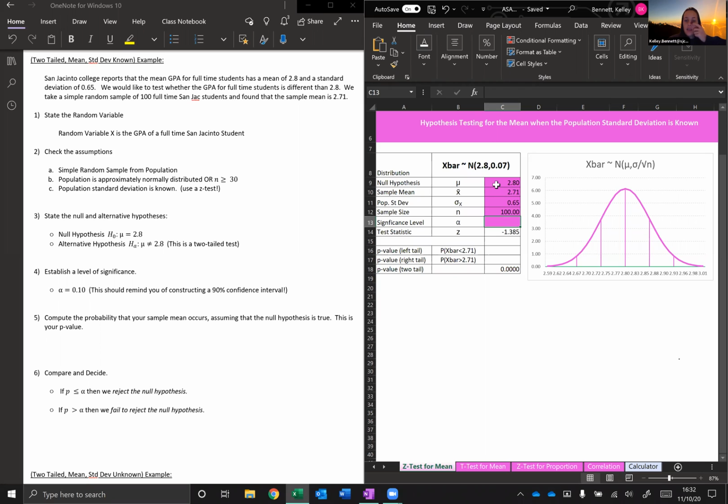And then alpha is our significance level. So in step 4, it says establish a level of significance. Here we chose alpha equal to 0.10. Now that we have this, our table will fill out with all of these values. So let's look at what all of these values mean and figure out how we're going to interpret this information so that we can decide whether we want to reject the null or fail to reject the null.